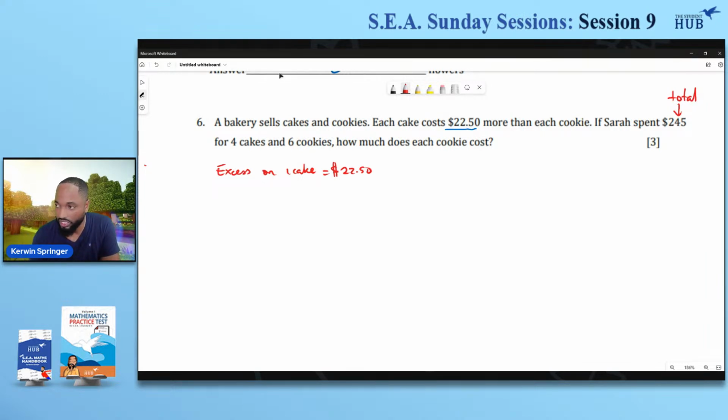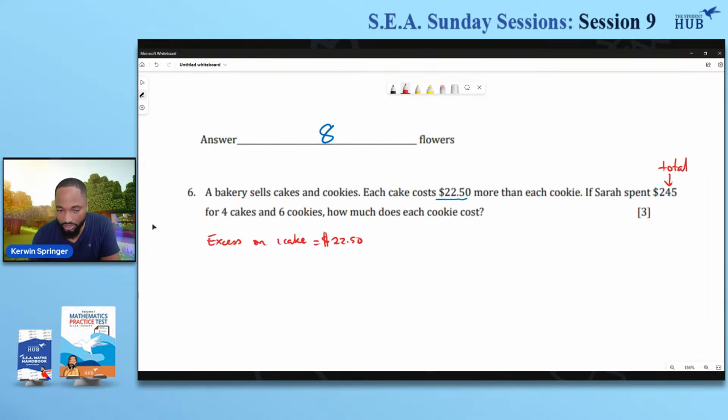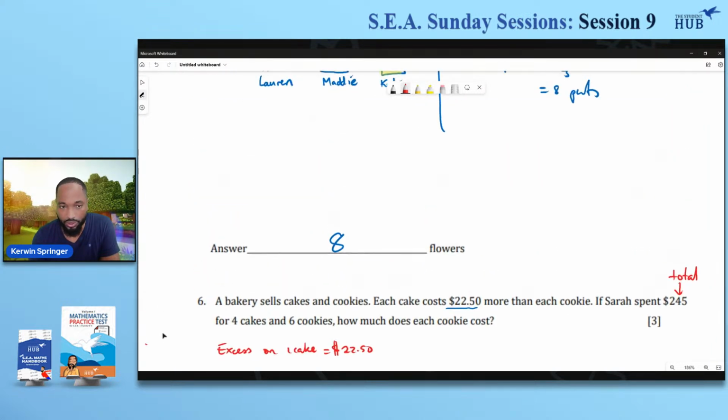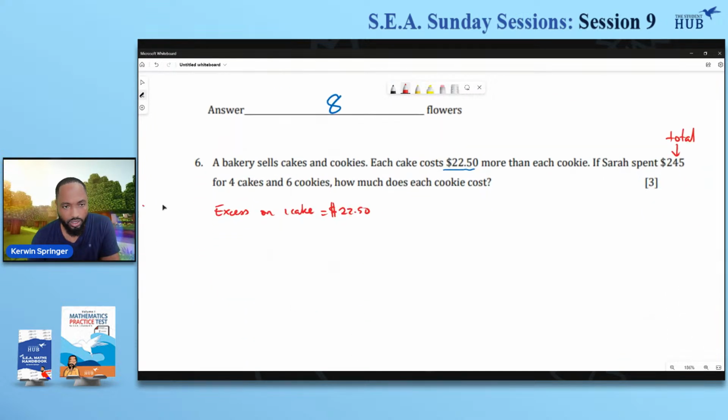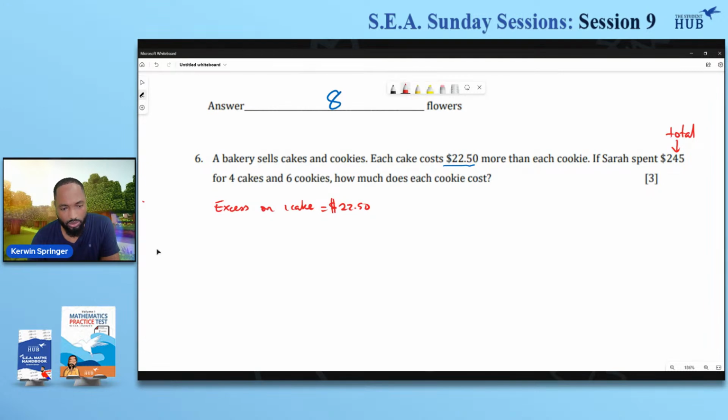It's 8 flowers. Did I say 8? I did say 8. Hold on. Just double checking our spams. I'm not seeing any spammers. What are you talking about?